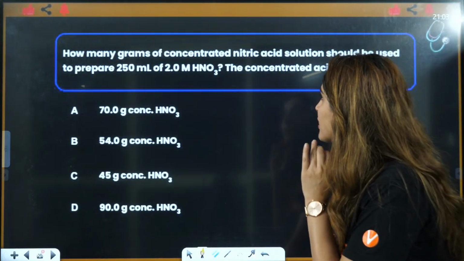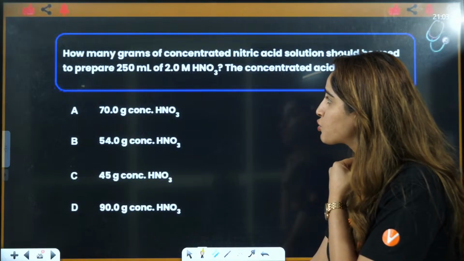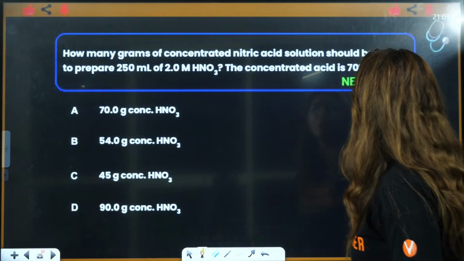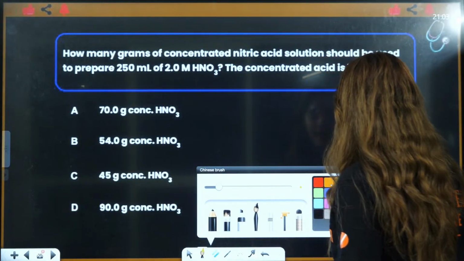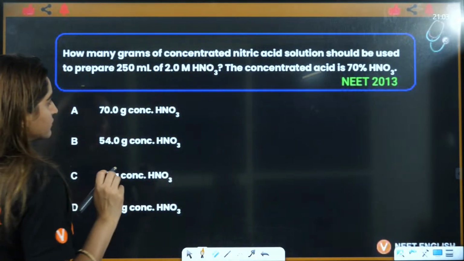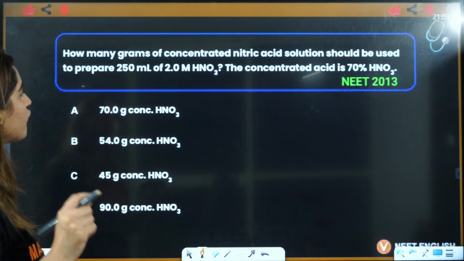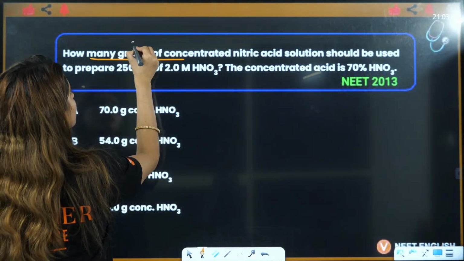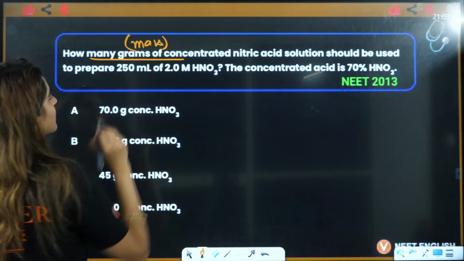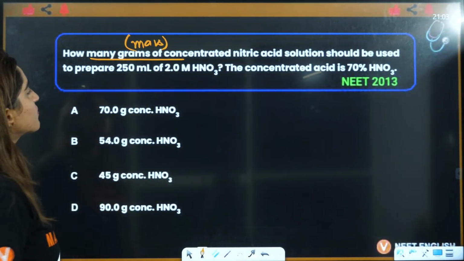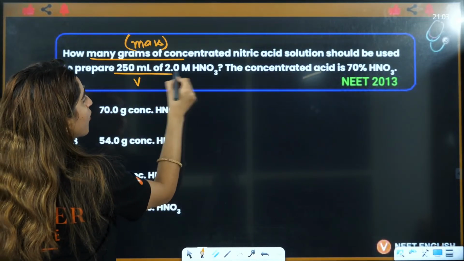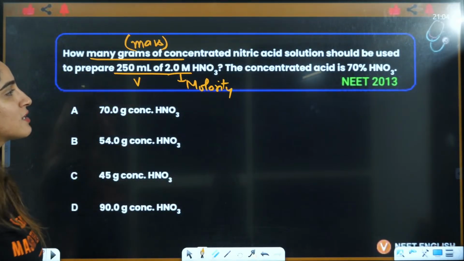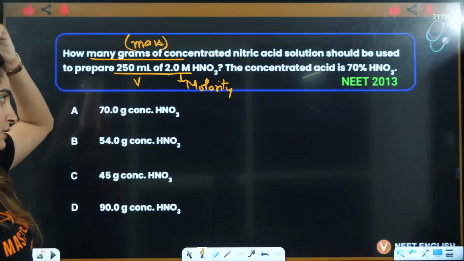Now let us solve this question here. How many grams of concentrated nitric acid solution should be used to prepare 250 milliliter of 2 molar HNO3? The concentrated acid is 70% HNO3. Now, they are asking you how many grams of concentrated nitric acid solution should be used. That means they are asking you the mass. Should be used to prepare this much volume. That means volume is given, molarity is given. The concentrated acid is 70% HNO3.